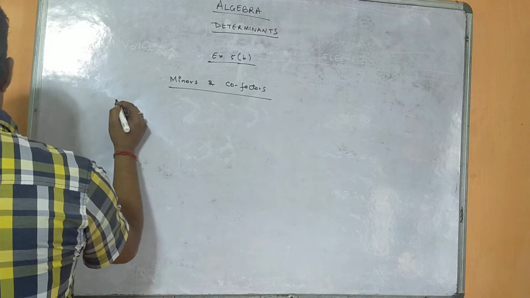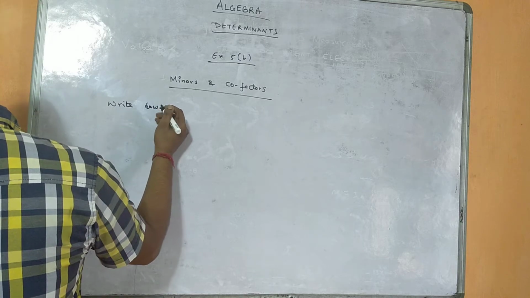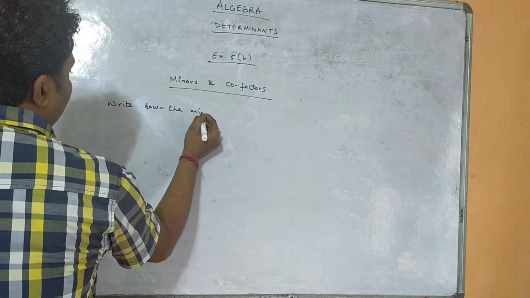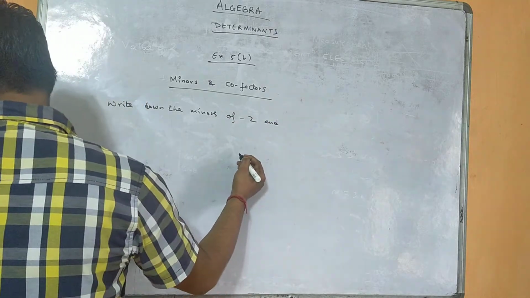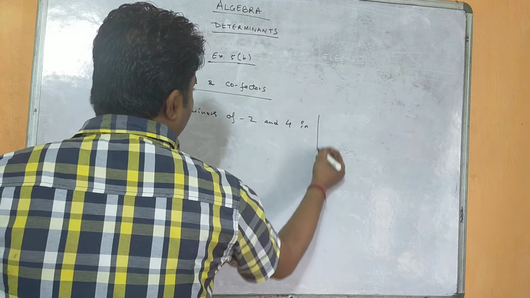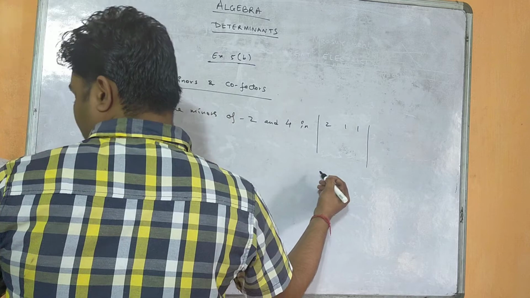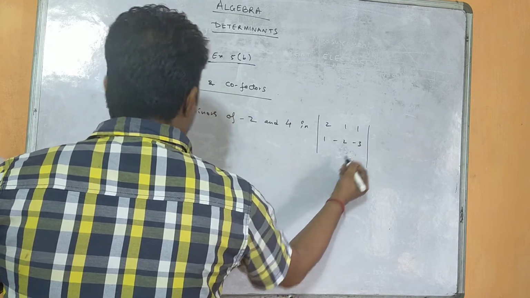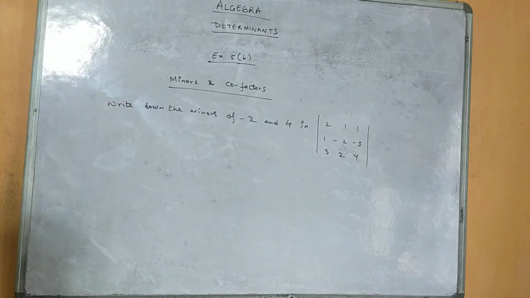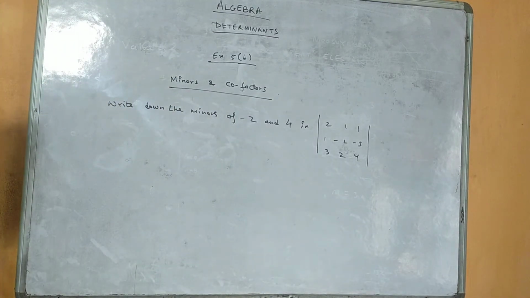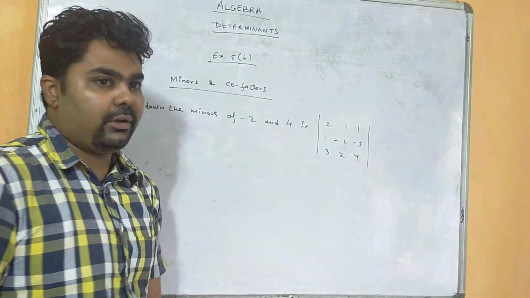Exercise 5b, write down the minors of -2 and 4 in the determinant 2 1 1, 1 -2 -3, 3 2 4. Okay, so there's one question. We have to get the minors of -2 and 4, that is this element and this element, right?